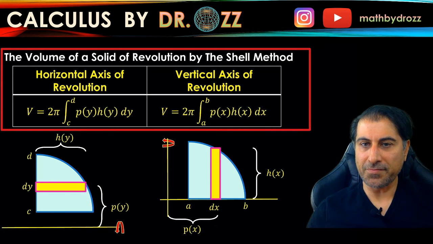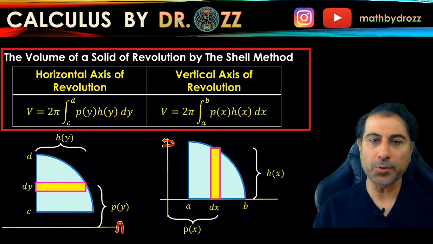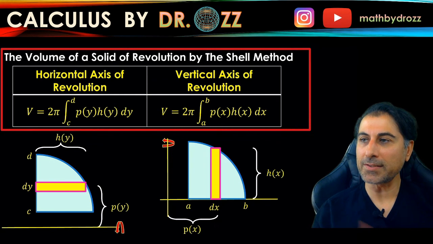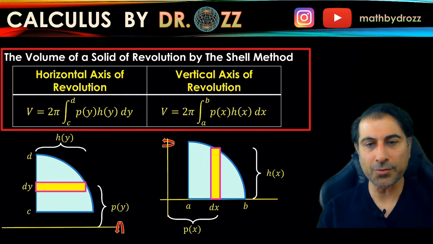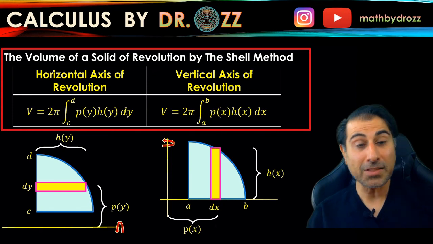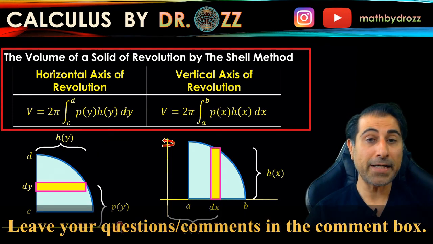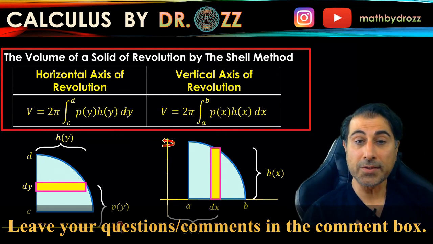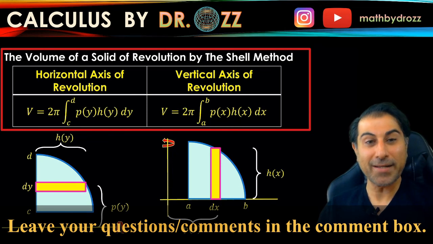All right, in this video, I introduced you to the shell method. Depending on the horizontal or vertical axes of revolution, you have different formulas. Please practice the content that I just showed you in the recitation PowerPoint slides, and watch the videos. And I'll see you in the next video to talk about how we can compare the disc or washer method to the cylindrical shell method. All right, I'll see you there. Bye.